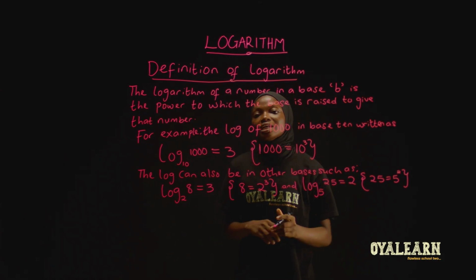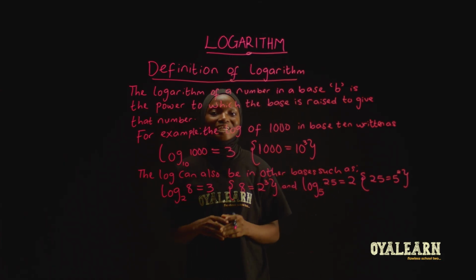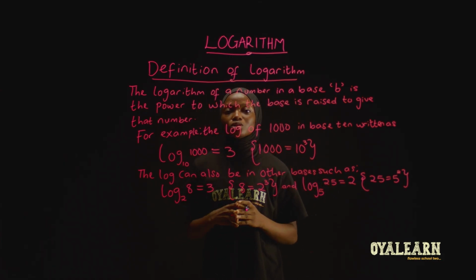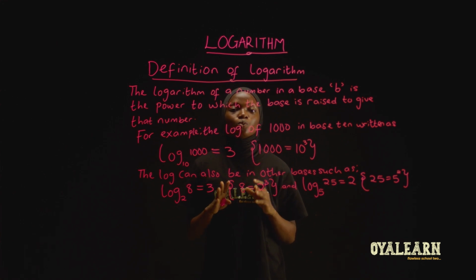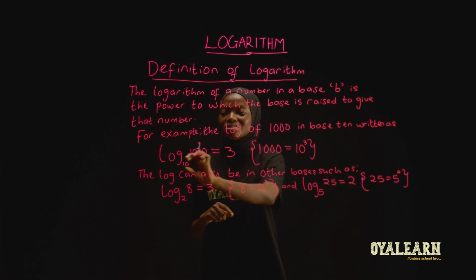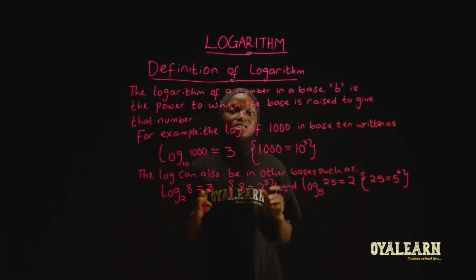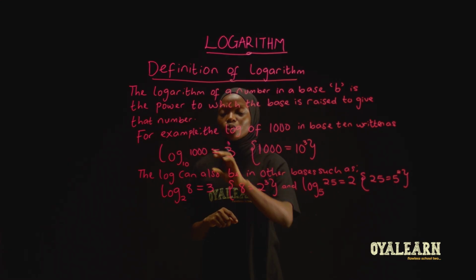Now, this logarithm can be used in calculation, but the logarithm used in calculation is usually the common log, which we refer to as the logarithm in base 10. And whenever you see any log without any base, that means it is always in base 10.